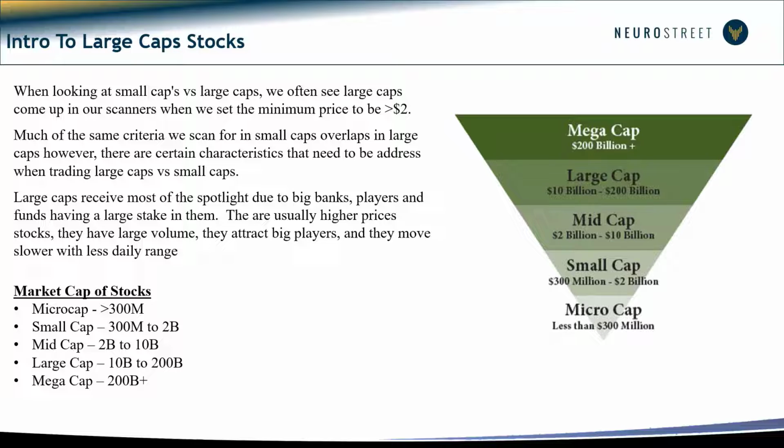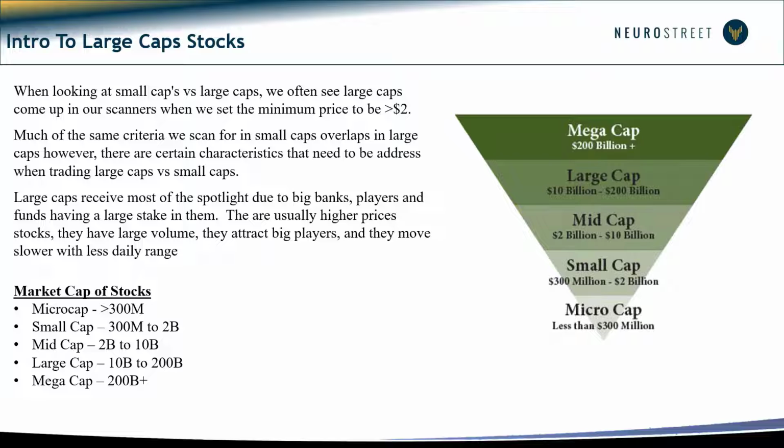You have mid-cap stocks, which are 2 billion to 10 billion, large caps, which are 10 billion to 200 billion, and then you've got mega caps, which are 200 billion plus, right? And here's the thing, it's not that large caps or small caps are better or worse than each other. It's the relationship to how we use them. It's the strategies that we want to be trading on these stocks relative to different environments.